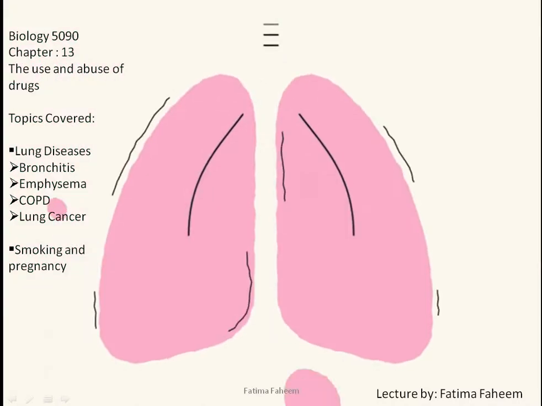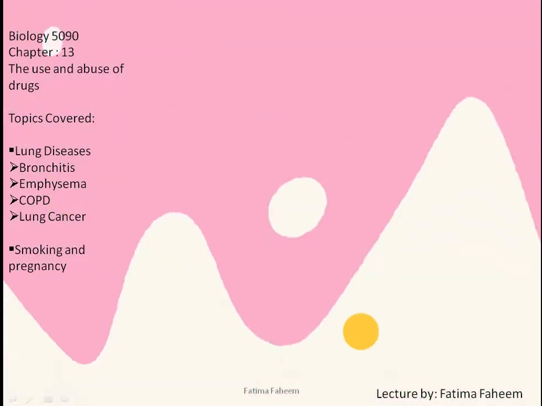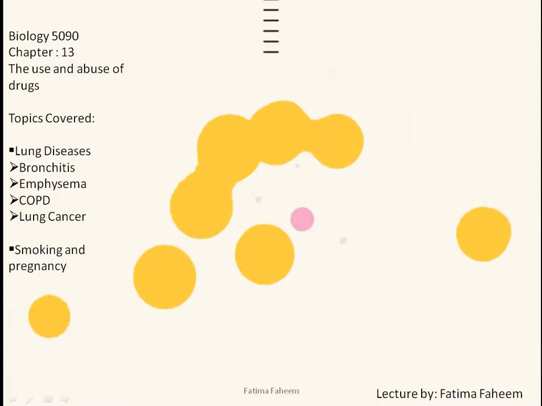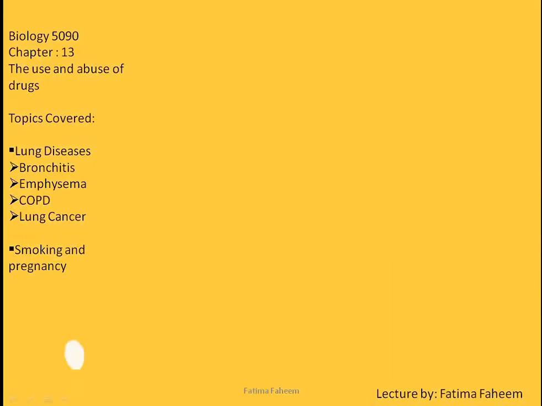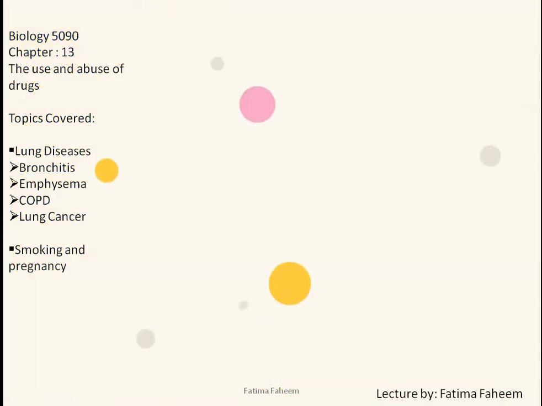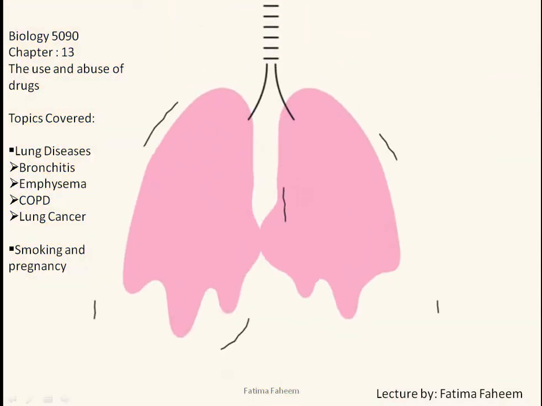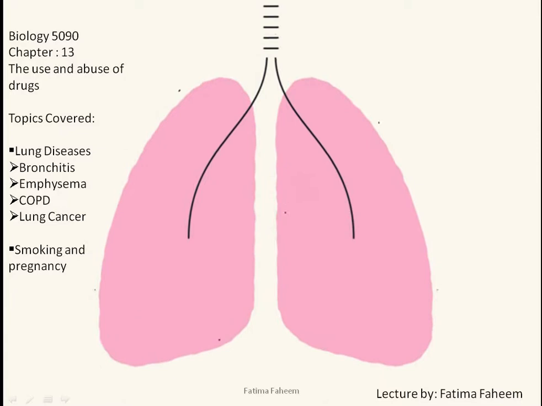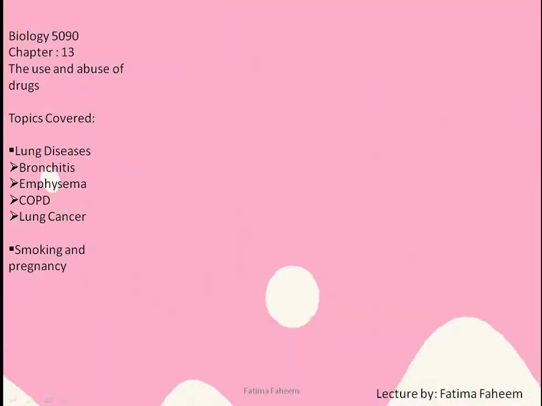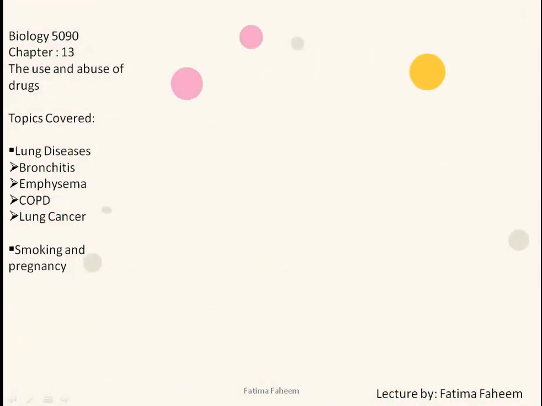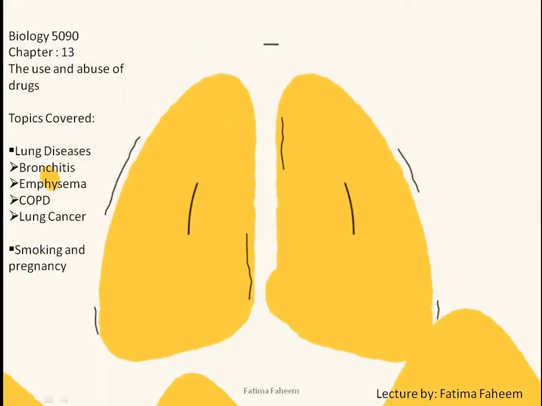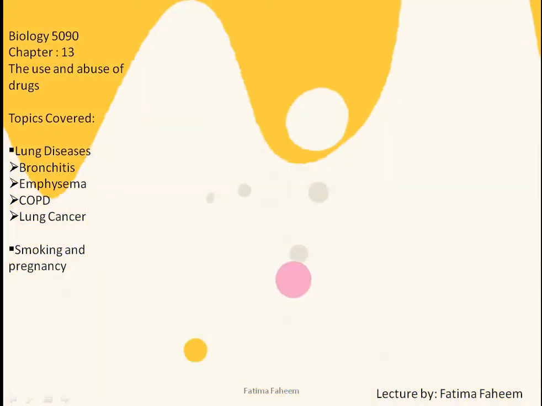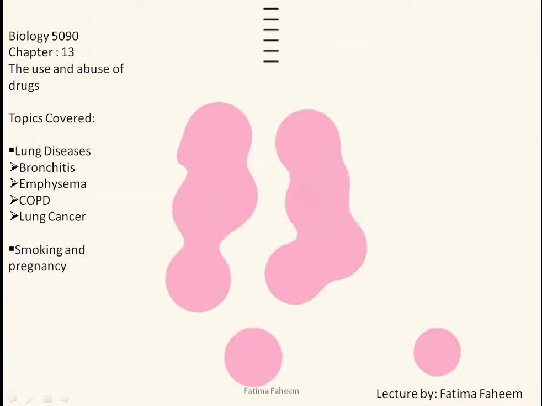Okay, students, this is chapter number 13, the use and abuse of drugs. In today's lesson, we will see some lung diseases, for instance, bronchitis, emphysema, COPD, which stands for chronic obstructive pulmonary disease. Then we will see why lung cancer happens and what are the consequences of it. And then we will see the smoking effect on pregnant women.